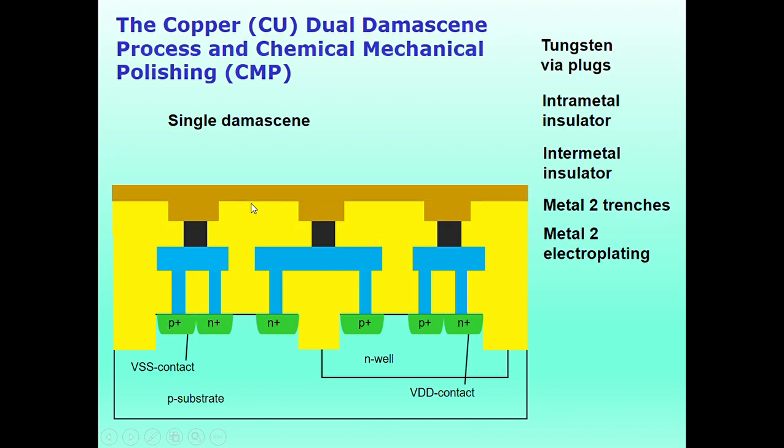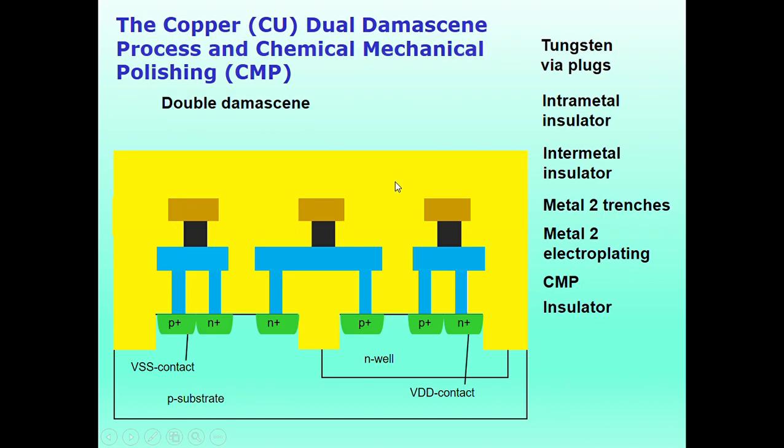Here you can see the metal 2 trenches. This is metal 2 electroplating. Then CMP or chemical mechanical polishing. Here we are done. Now the double Damascene process, or the dual Damascene process, has started.